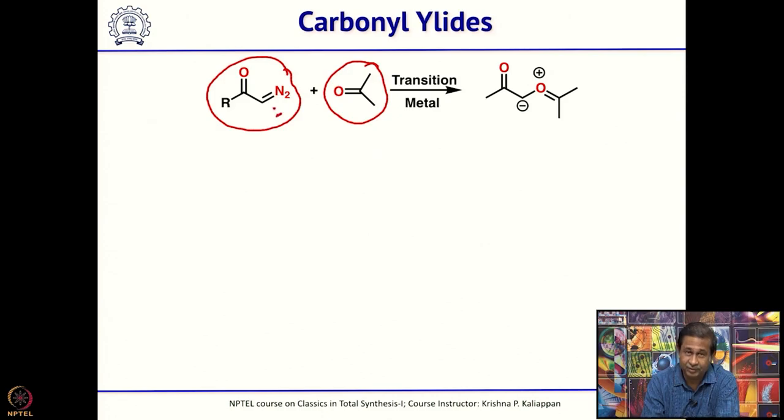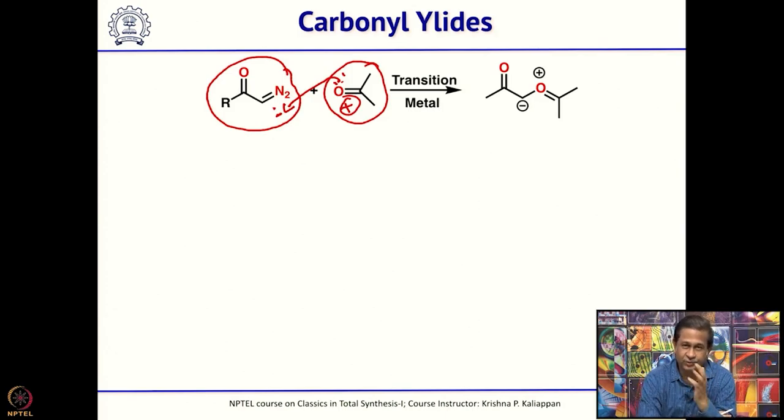Once the nitrogen goes, it will form a carbene, and immediately the lone pair on the oxygen will attack, so that it will become positive charge and this will become negative charge. Okay, so that is how carbonyl ylides are generated. And for generation of such carbonyl ylides, you need transition metals. There are two transition metals which are used routinely to generate such carbonyl ylides. First, it goes through carbenoids, then it forms the carbonyl ylides.